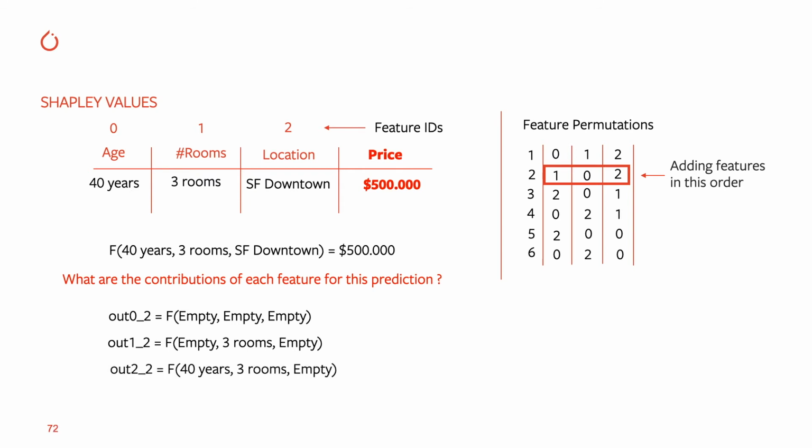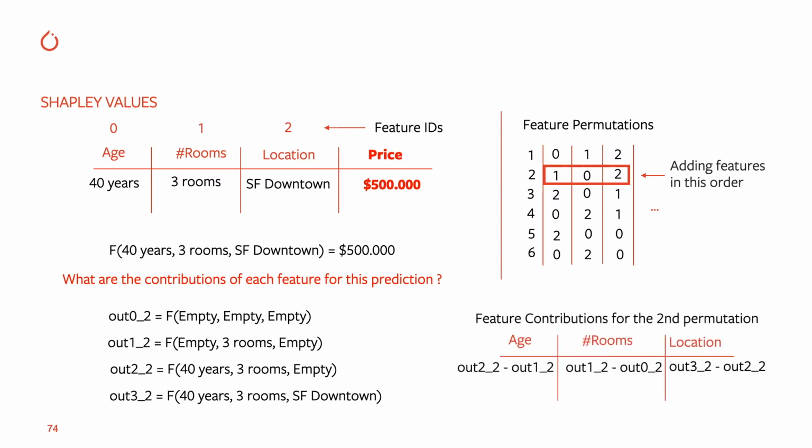Then we move to the next feature and update the age, compute the output for this, and then lastly we compute the function's output when all features are present. Similar to the previous case, we compute the contributions for permutation 2, which is again the differences of the function's output after the feature is added and before the feature is added.